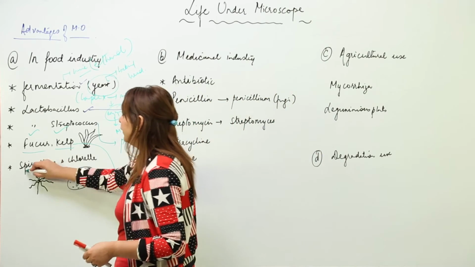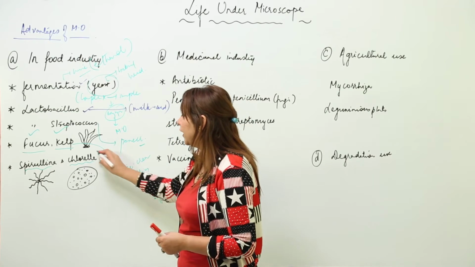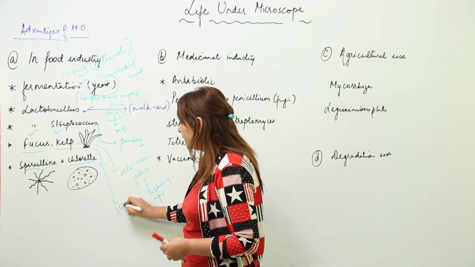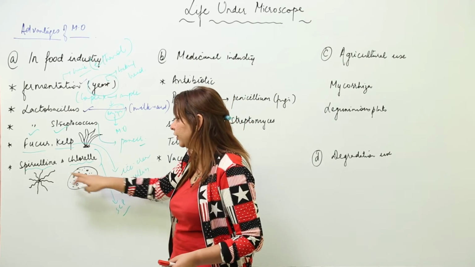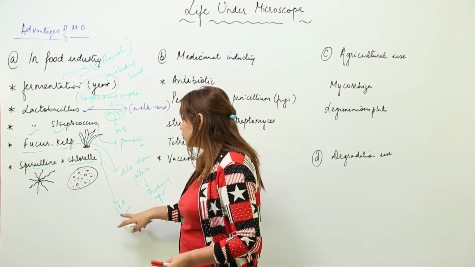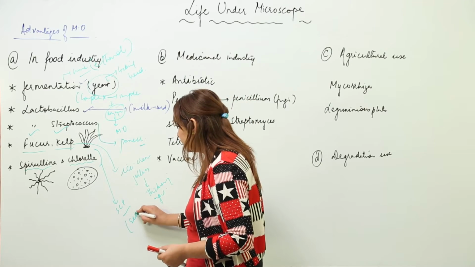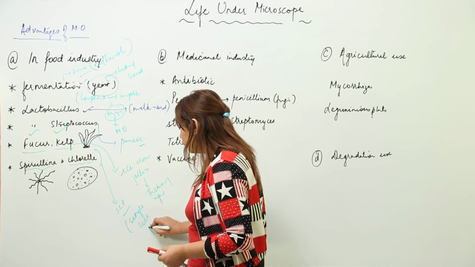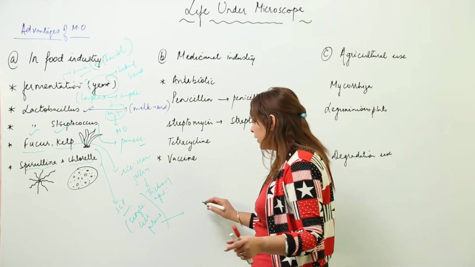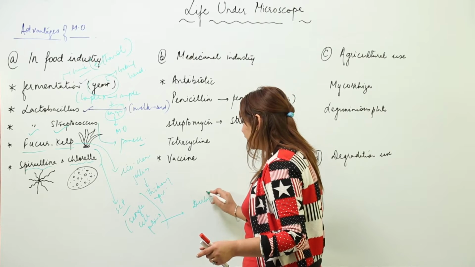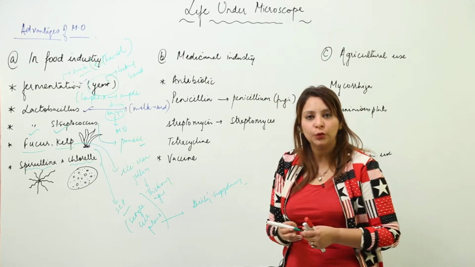Likewise, we have spirulina and chlorella. These are used in making the SCPs, that is single cell proteins. Spirulina and chlorella look like this, and they are making the SCPs. What is SCP? It is single cell proteins. It is a component of dietary supplements. They provide extra proteins actually.